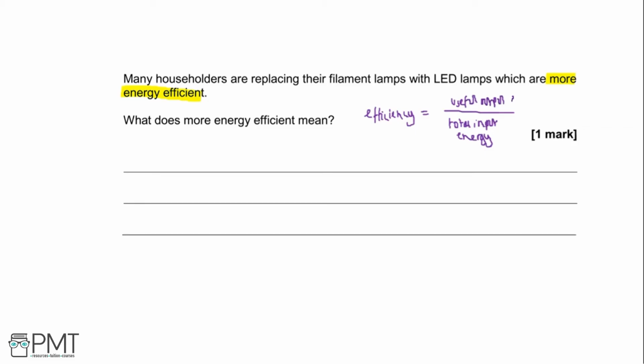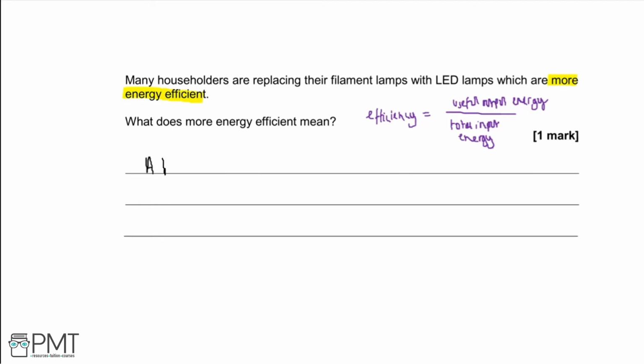For example, if we were talking about a light bulb, the useful output energy would be the light energy, and then the total input energy would be the energy that it gains from the mains electrical power supply, and then non-useful energy, so energy that's wasted, would be things like sound energy and heat energy. So when we're talking about something being more energy efficient, we mean that a higher proportion of the total energy inputted is outputted as useful energy.